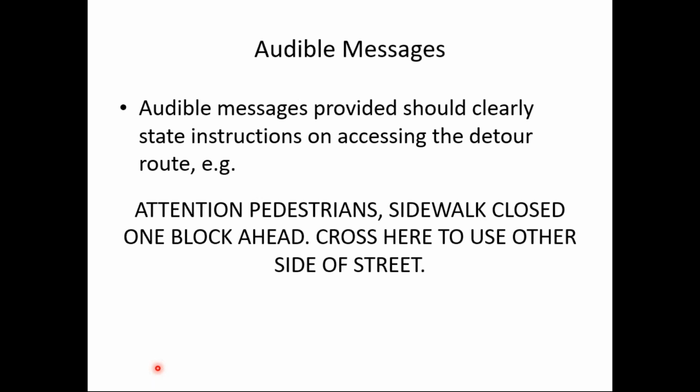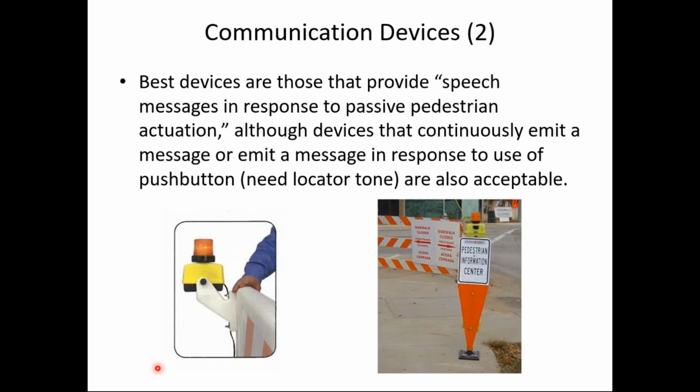The message should try to clearly state the instructions on accessing the detour route, such as the message you see here: Attention pedestrians, sidewalk closed 1 block ahead, cross here to use the other side of the street. What about the devices? There are devices such as the one on the left and I guess on the right that detect motion, and then when they detect motion, they play a pre-recorded speech message saying something similar to what you saw on the previous slide.